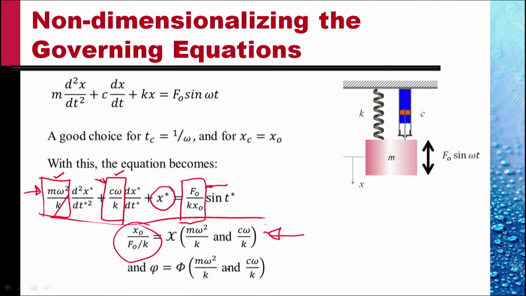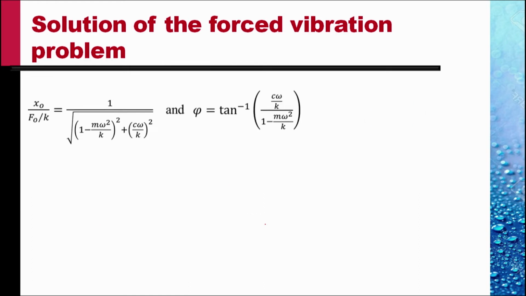Similarly, for the phase angle phi. This equation is easy to solve analytically, and the solutions are these. You don't need to worry about how they are obtained, but we will see that x naught divided by f naught by k is a function only of m omega squared by k and c omega by k occurring as they do.